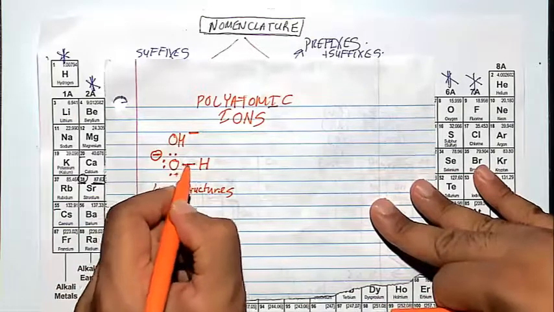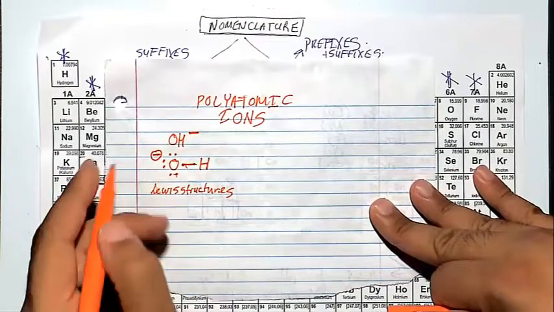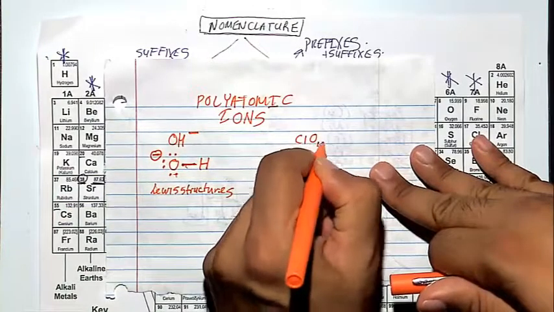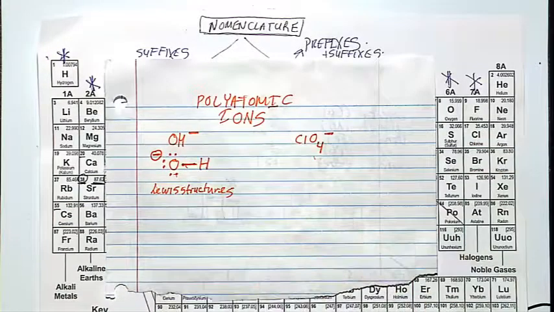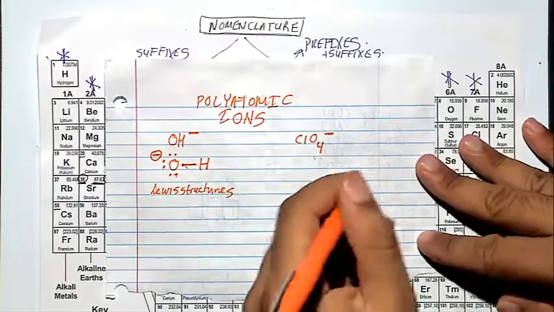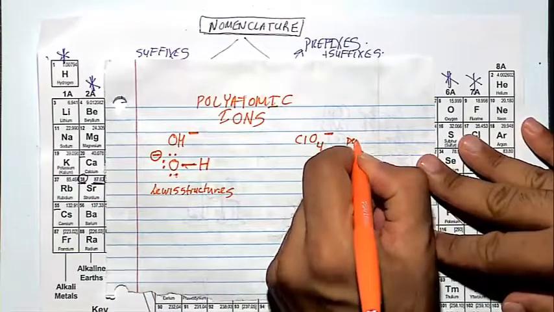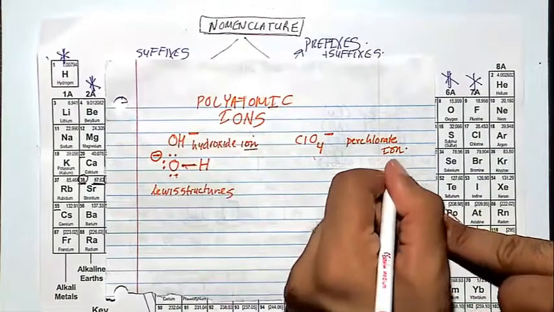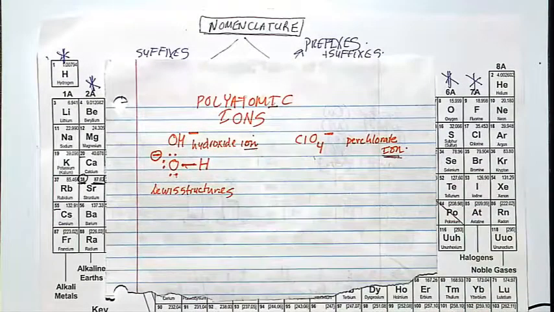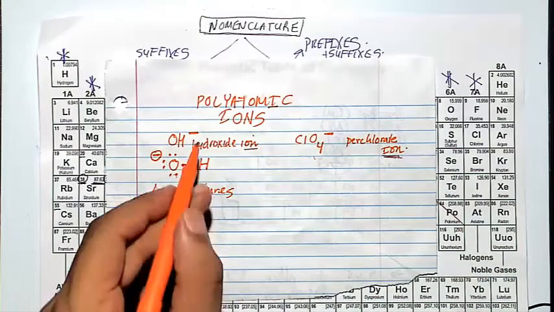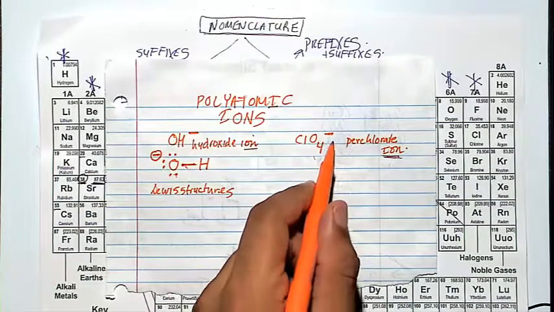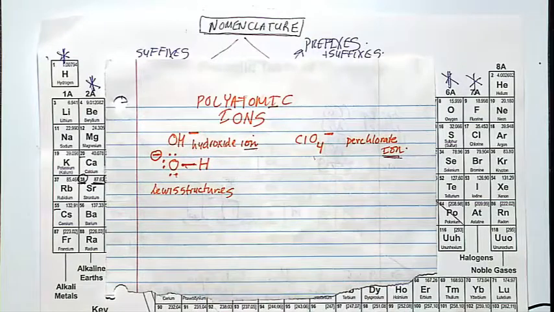You have a covalent bond, but you also have a charge associated with it. Here's another polyatomic ion, ClO4 minus. This is called the perchlorate ion. Notice that I'm using the word ion here in nomenclature, so you're going to have to write ion as well, because this is an ion that has a minus charge. This is an ion that has a minus charge as well.